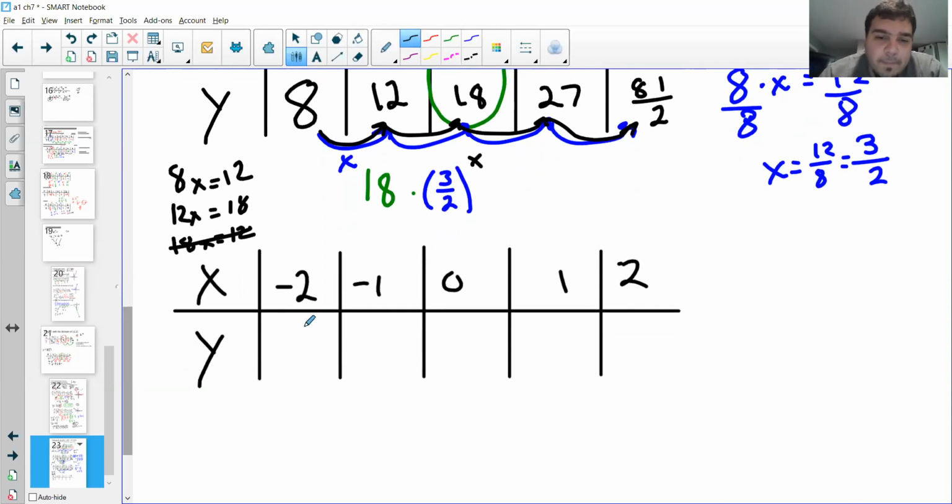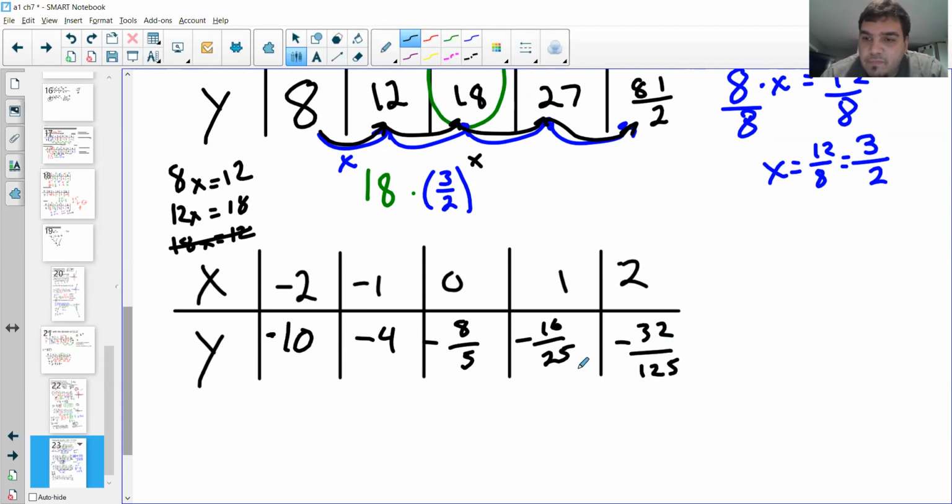All right, let's do the last one. Let's do -10, -4, -8 over 5, -16 over 25, -32 over 125. -10, -4, -8 over 5, -16 over 25, -32 over 125. Yeah, I think I did it correctly.